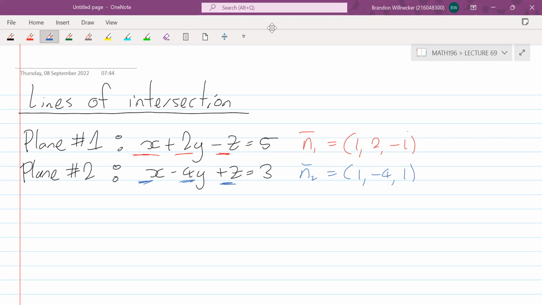Okay, so we can use the two normals to compare the planes to see how they're orientated with respect to each other. So note that n1 is not equal to some multiple of n2. Okay, so they're not parallel to each other because one is not a multiple of the other. So they are not parallel.